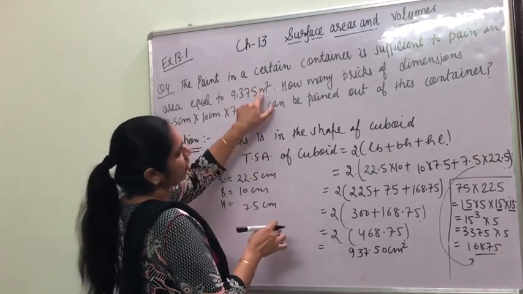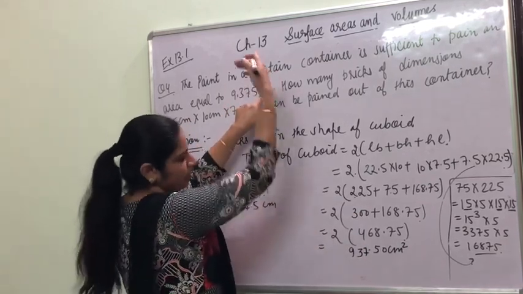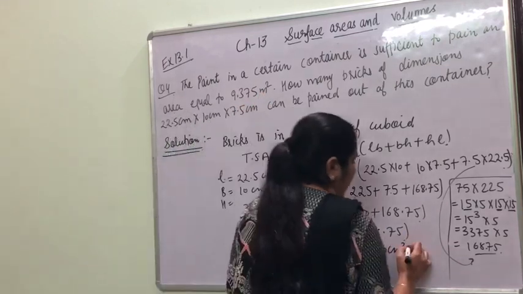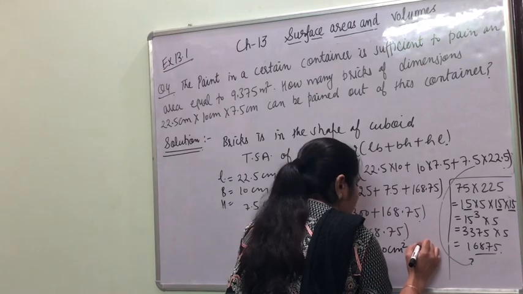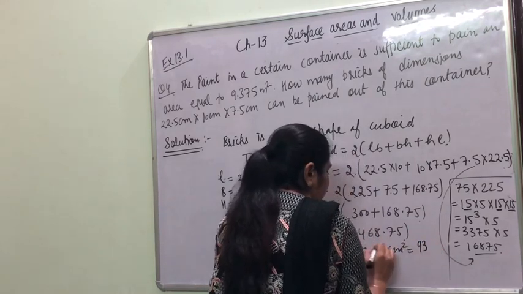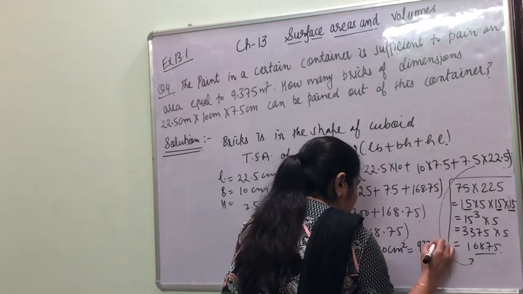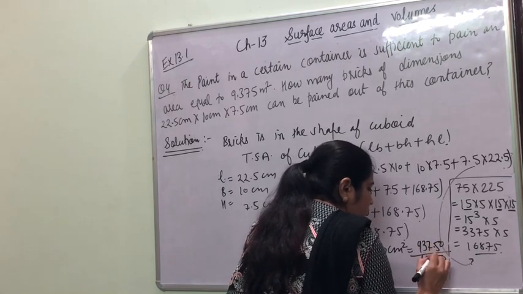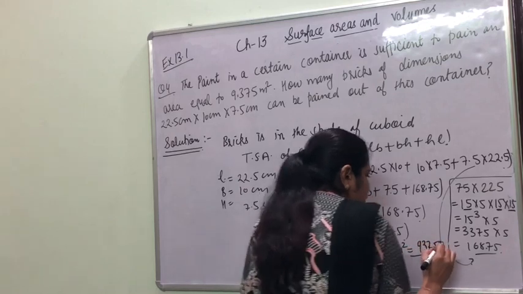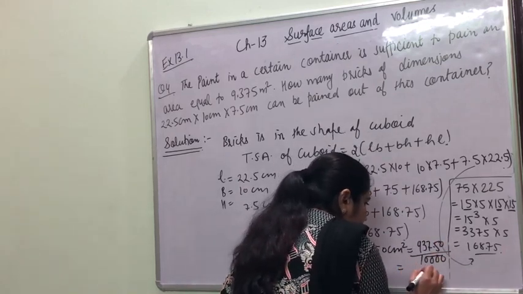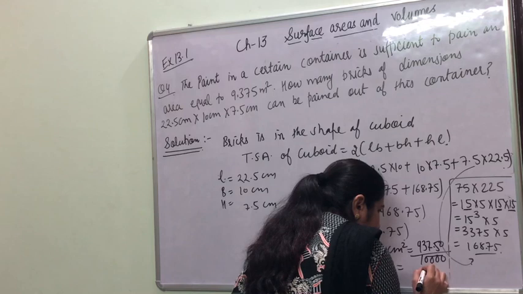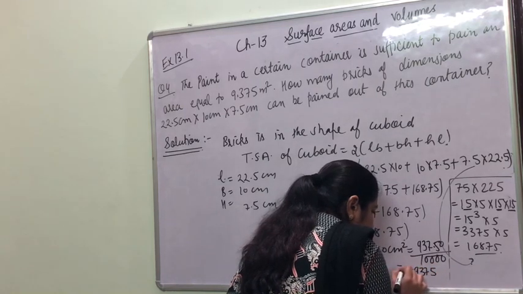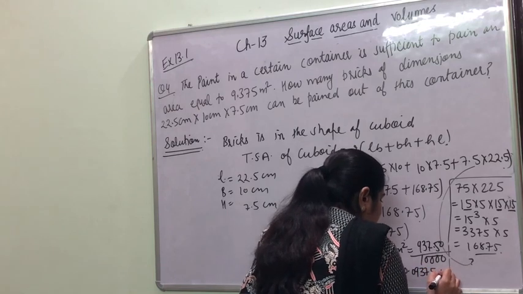Either this one we can convert in centimeter square, or the second one, this one we can convert into meter square. For converting this one in meter square, we will divide by 10,000, so the decimal moves 4 places. So 0 will come over, 0.09375 meter square.